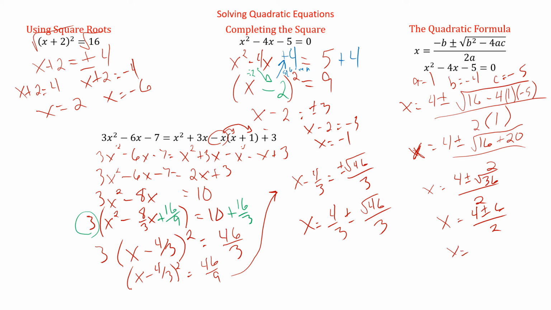And so x equals 4 plus 6 is 10, divided by 2 is 5. Or 4 minus 6 is negative 2, divided by 2 is negative 1. Notice that's the same thing we got from completing the square. It's the same thing we would have gotten by factoring. So that's using the quadratic formula.